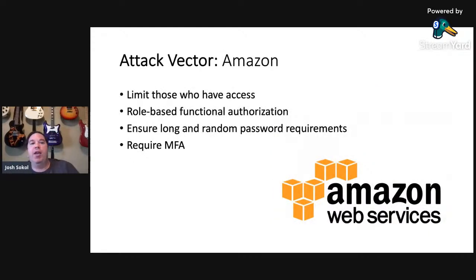The other attack vector here is Amazon. And again, limiting who has access, right? We want to make sure that only the right people have access to the system. We should have role-based functional authorization, ensuring long and random password requirements so you're not going to get in with a weak password, and then requiring multi-factor authentication.